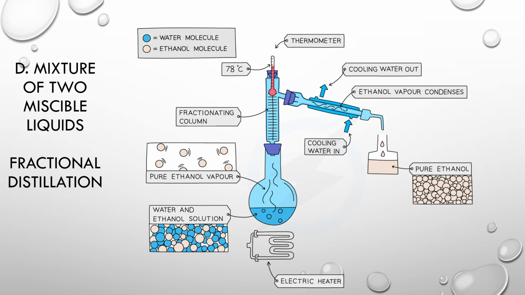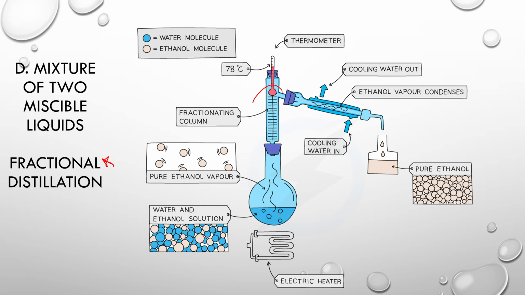If I have a mixture of two miscible liquids, for example, ethanol and water, I will not be able to separate them easily. So I will also use distillation, except this time we will use fractional distillation. It is the exact same concept as simple distillation, meaning difference in boiling point, meaning evaporation and condensation is the key. The difference is that I have a fractionating column.